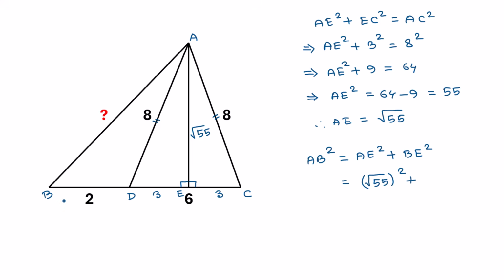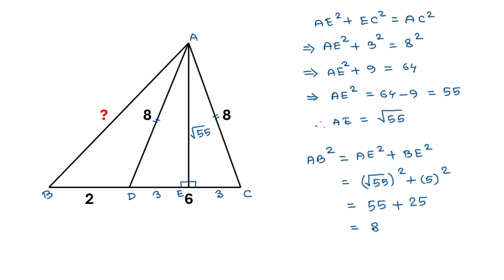BE is equal to BD plus DE. As BD is equal to 2 unit, DE is equal to 3 unit. So BE, this will be 2 plus 3, 5 unit. So BE is 5 unit and this square is equal to this square root and this square. This will be cancel out and it will be 55 plus 5 square. This is 25, is equal to 55 plus 25.